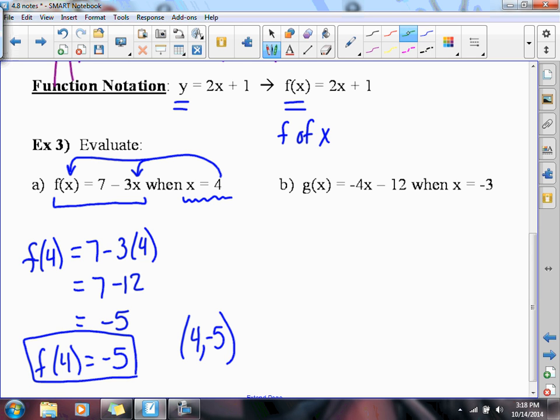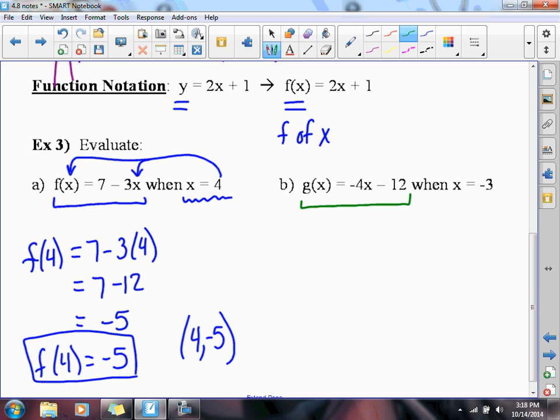For part B, we're going to do the same thing, except this has a g of x equals negative 4x minus 12. G of x is just another type of function notation that they use. If they have two graphs on the same plane, they can't call them both f. They have to call one f and one g. And you might see h of x as well. So f and g and h are very common letters used for function notation.